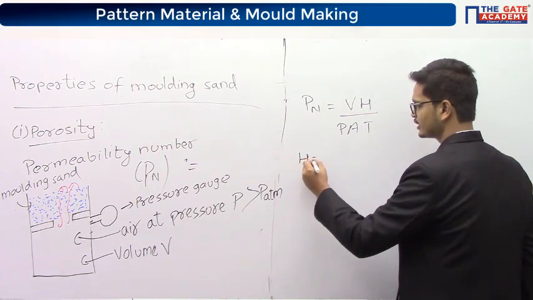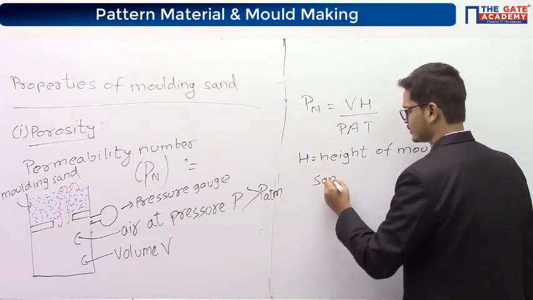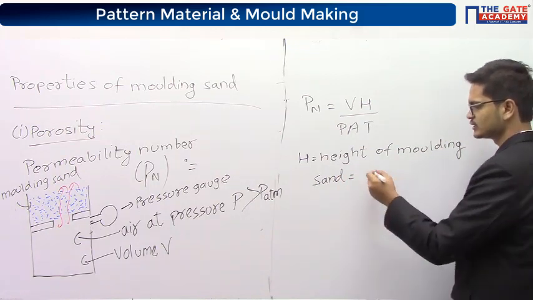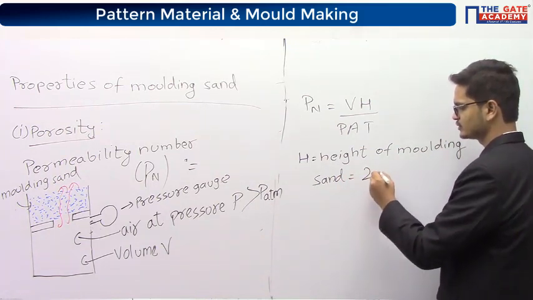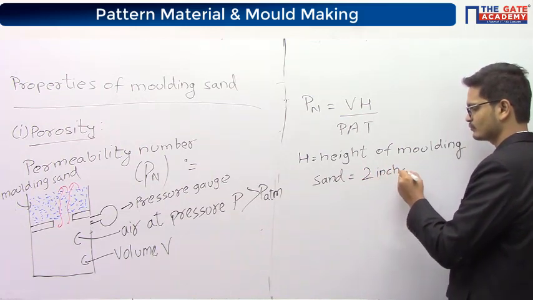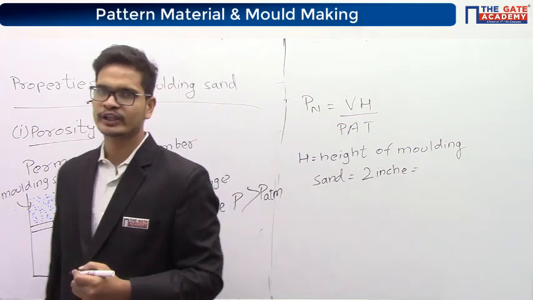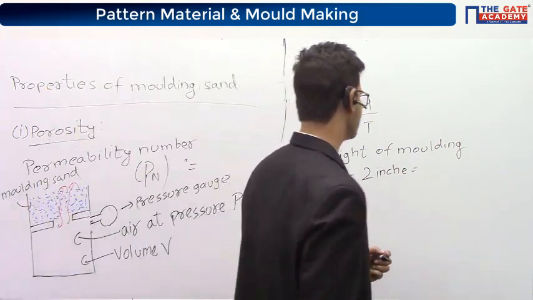H is the height of molding sand. Generally it is 2 inches. If you write 2 inches in terms of centimeter, you will get 5.08 centimeter.